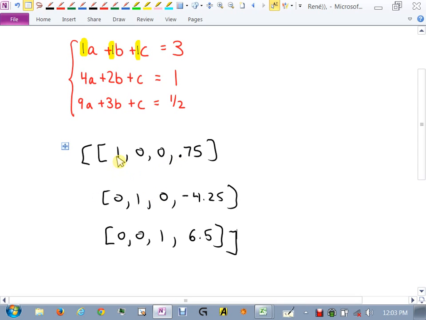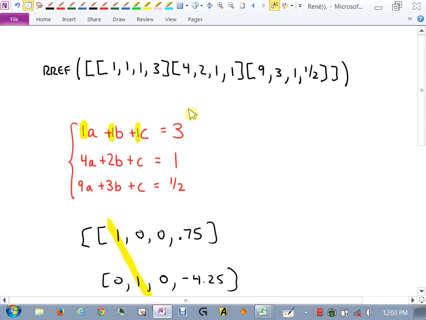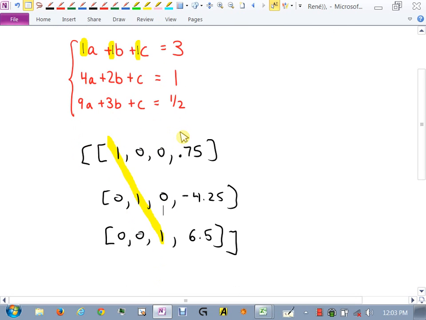Always check, do you have 1, 0, 0, then a number? Yes. Do you have zeros and then a 1 in the middle? Yes. Do you have zeros and a 1 right here on the second to last number? Yes. So this is that diagonal I was talking about. We have it. And so these three numbers are our answers for what? A, B, and C, right? A, B, C. Because in this problem it was A, B, C that we were solving for, right?